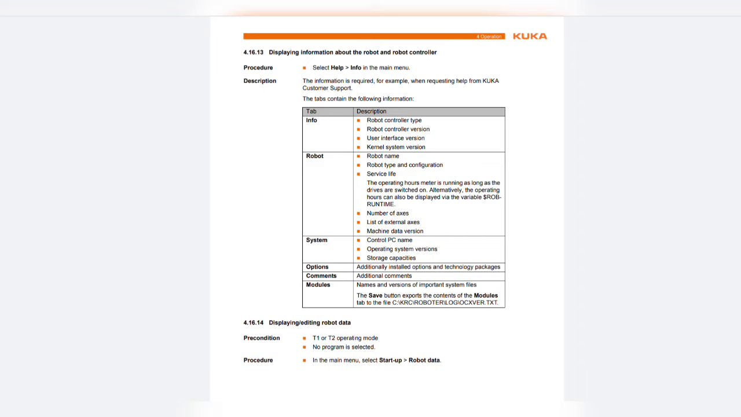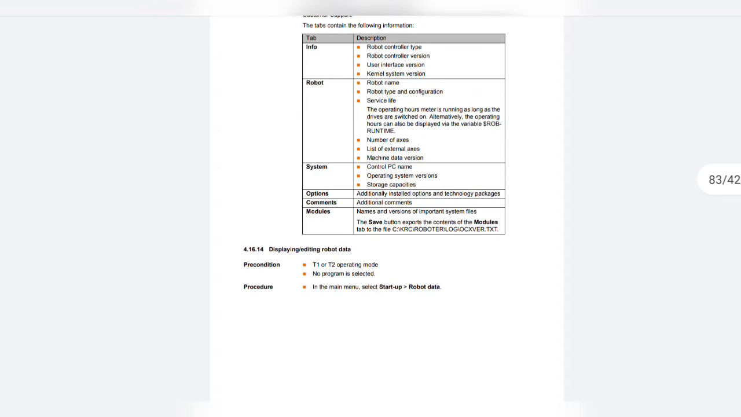Tab 1, Info: robot controller type, robot controller version, user interface version, Kernel system version. Robot: robot name, robot type and configuration, service life. The operating hours meter is running as long as the drives are switched on. Alternatively, the operating hours can also be displayed via the variable $ROB_RUNTIME.